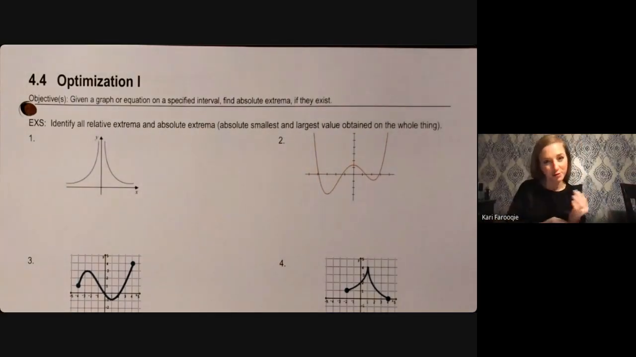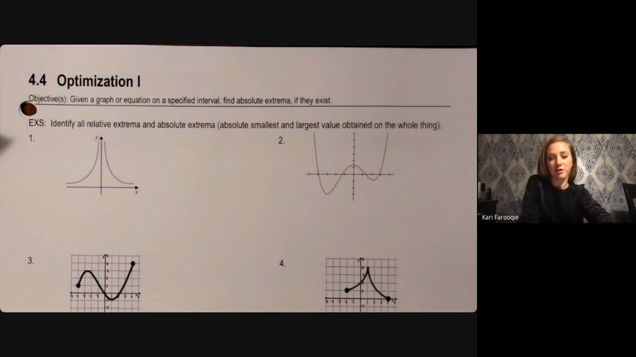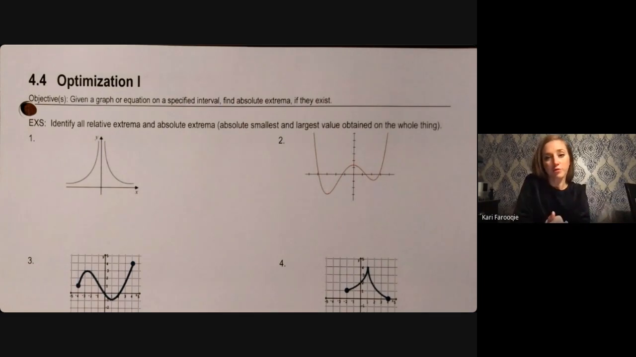Section 4.4 is our first section for optimization. Today we're going to talk about relative extrema and absolute extrema and identify both of those on graphs, and then learn how to find them analytically.